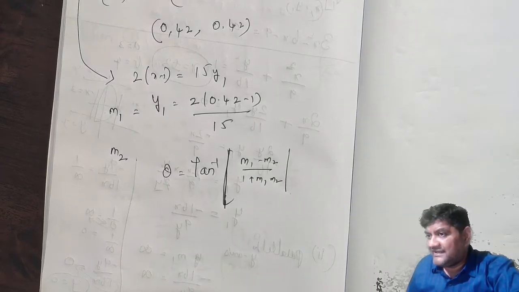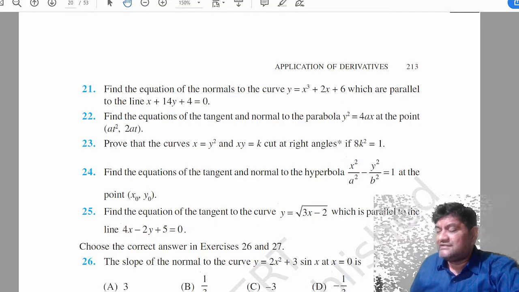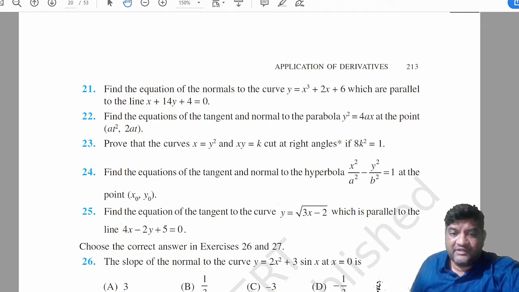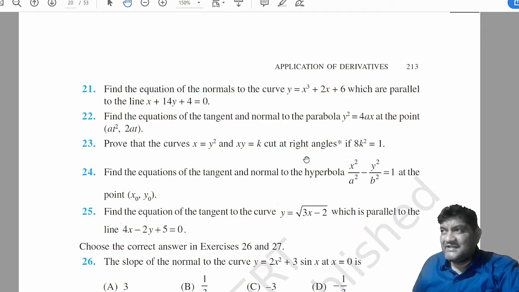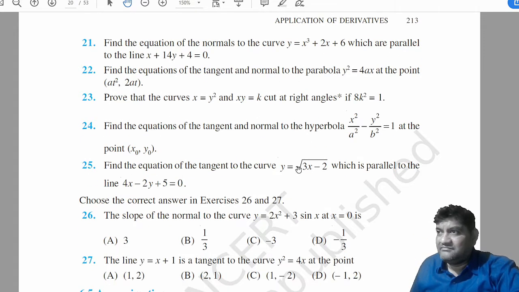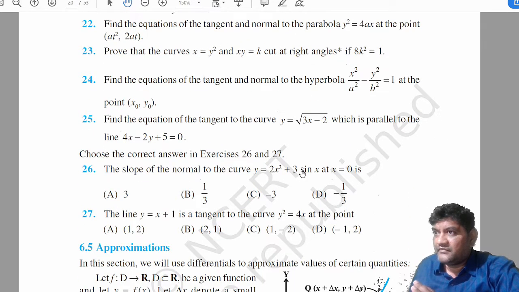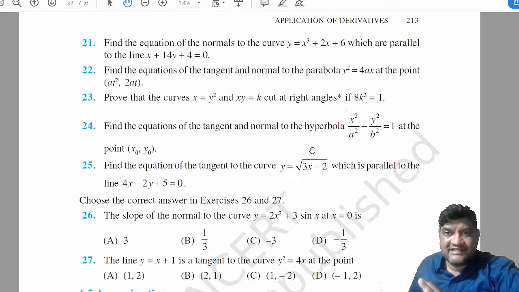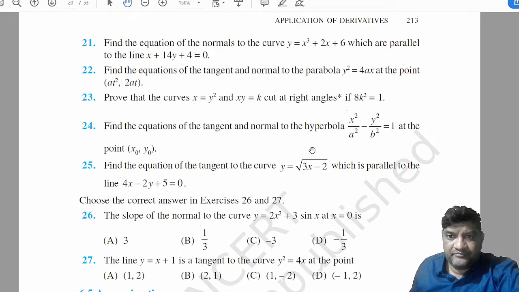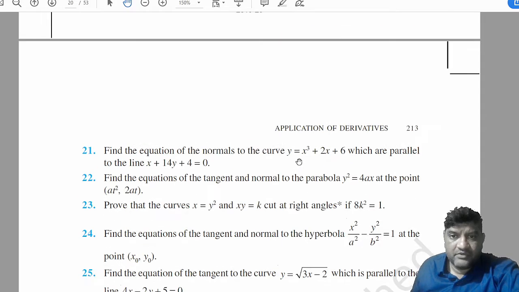If in case you do get any questions, they might ask you what is the angle between the two curves when the slopes are given. Again, I'm not expecting any questions based on angle between the two curves. If it does come, that's how you do it. So with respect to tangents and normals, there is only this much that you need to know. Nothing else. Okay? There's nothing else that you need to know.